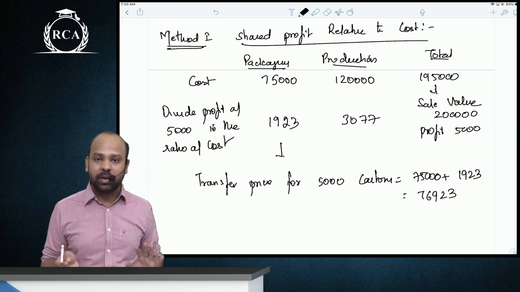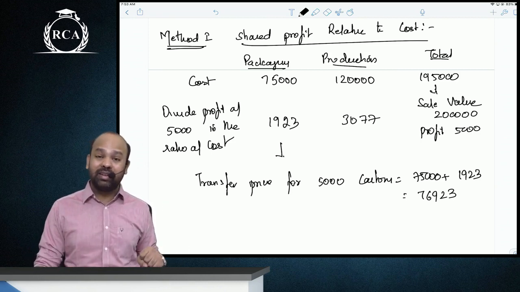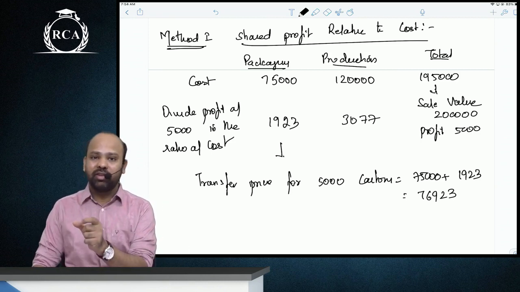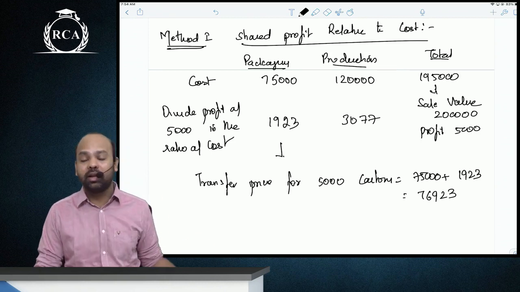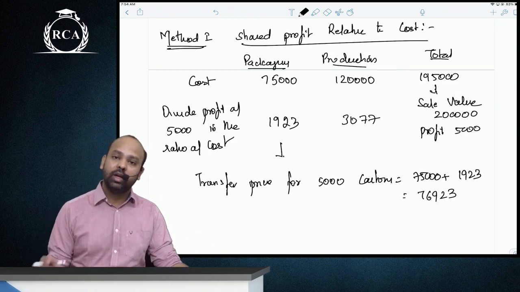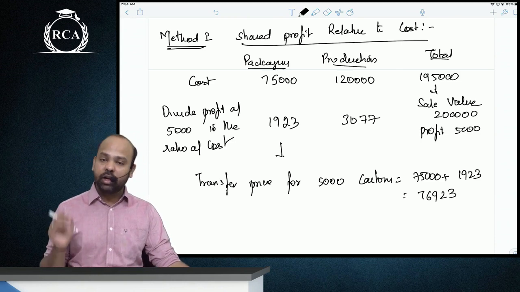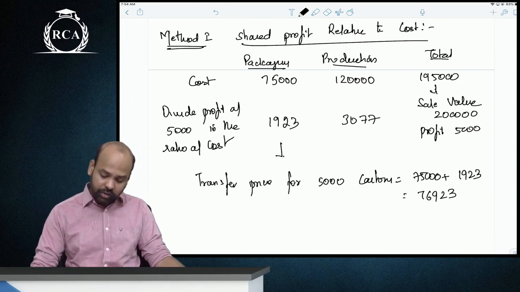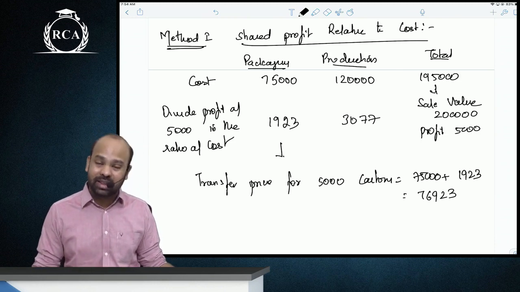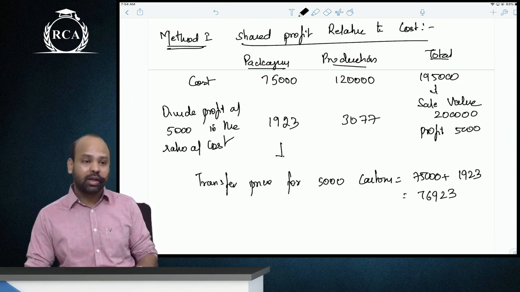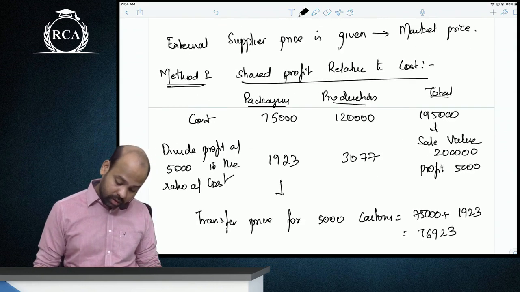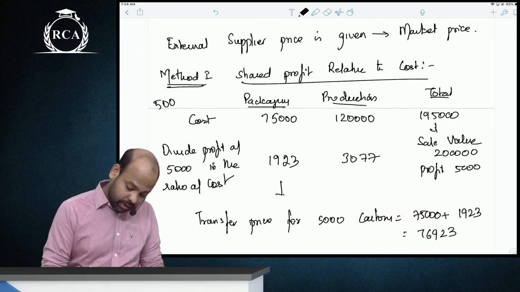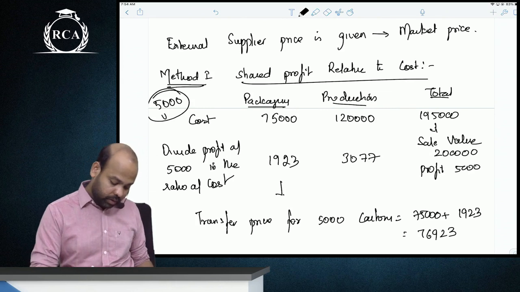Forget the external supplier price. The first division is incurring 75,000 and the other division is incurring 1,20,000. Put together, they are incurring 1,95,000. The overall cost is 1,95,000 and the overall revenue will be 2 lakh rupees. So the organization is making a profit of 5,000. Individually it is 1,923 and 3,077. Now this is for 5,000 units.